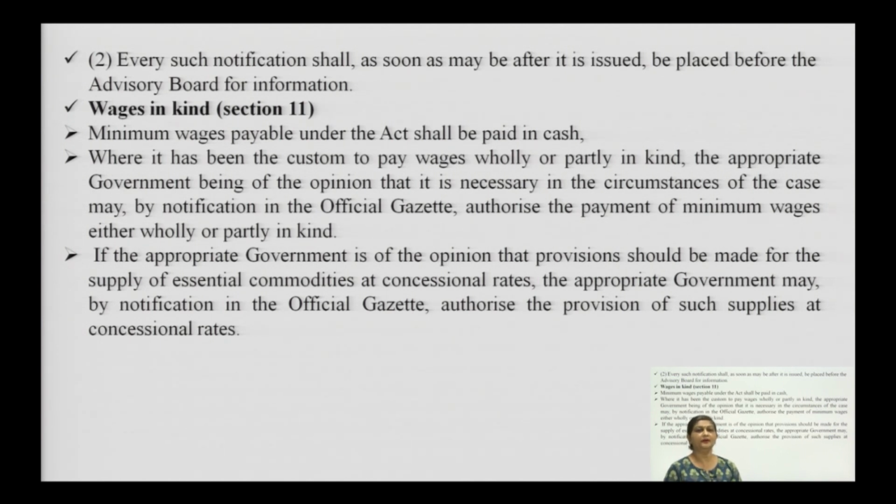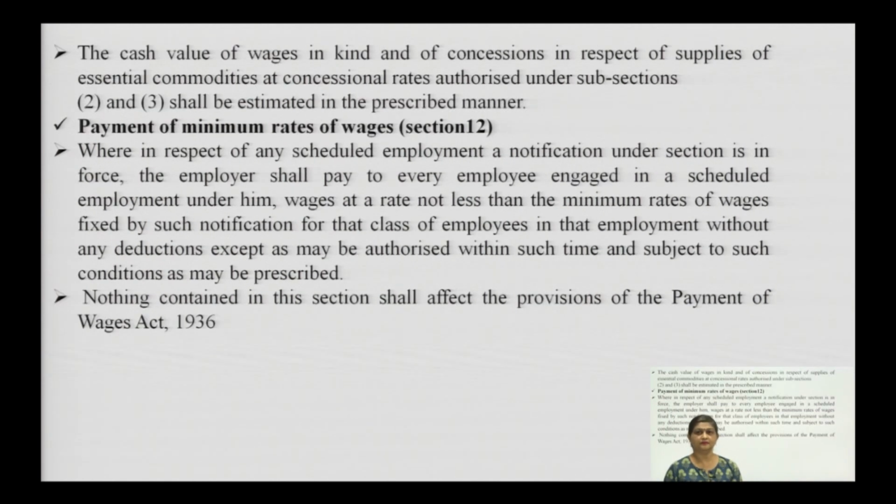If the appropriate government is of the opinion that provisions should be made for supply of essential commodities at concessional rates, the appropriate government may, by notification in the official gazette, authorize the provision of such supplies at concession rates. So, that does mean that commodities at concessional rates, if provided by the government, will be supplied at concessional rates other than the payment of wages.